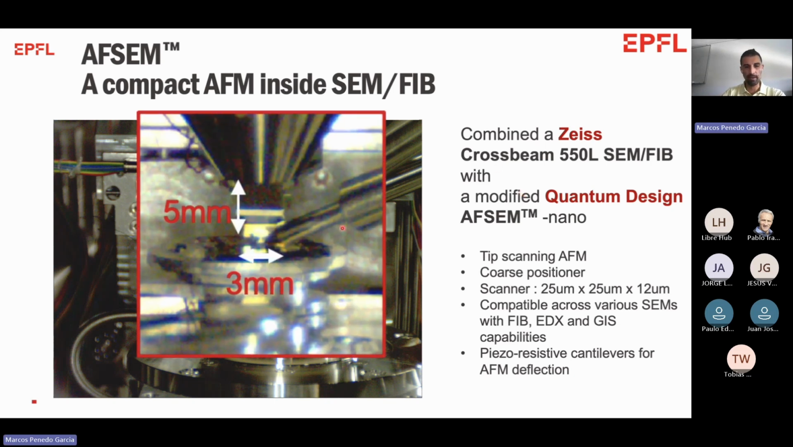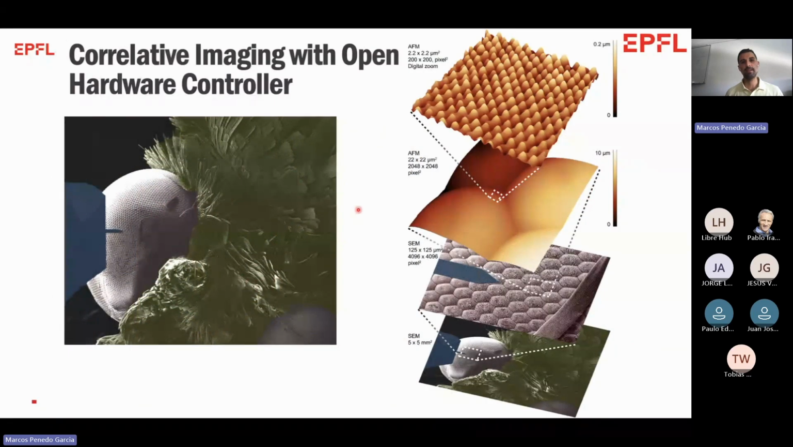Here you have a zoom in. You can see the cantilever, and this is the sample holder. And in this needle, if you want to, for example, inject some gas to grow structures, it is also compatible with that. Here's an example of what I was saying. We were able to image with the cantilever the eye of an insect.